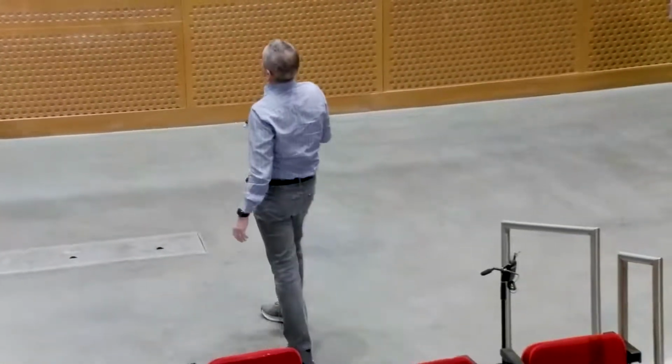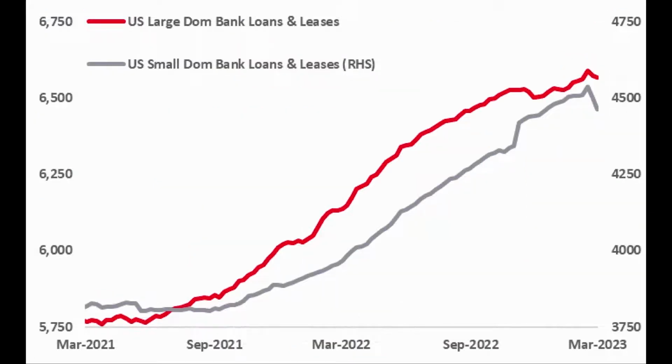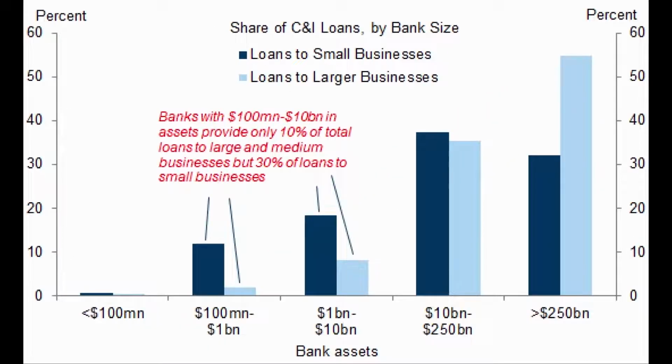And now that's a problem, as I said before, because these banks, the banks in gray here, are the banks that lend primarily to small and medium-sized businesses, okay? So you see here the share of commercial and industrial loans by bank size, and this is loans to small businesses, loans to larger business. These are the banks that are in gray before, below $250 billion, and you see that they have a large share of loans to small businesses, okay?